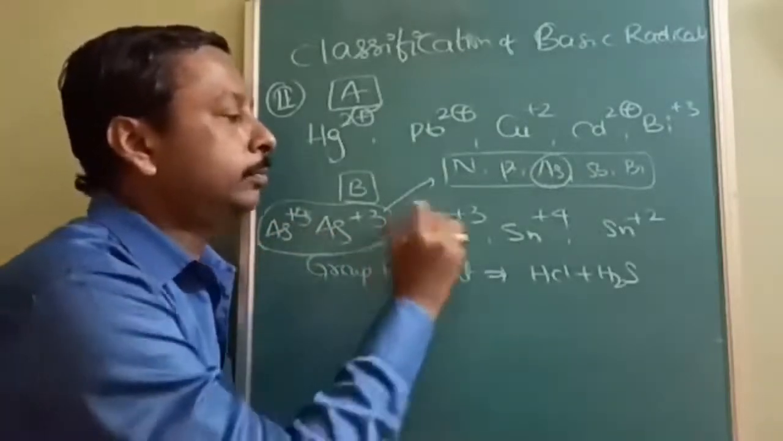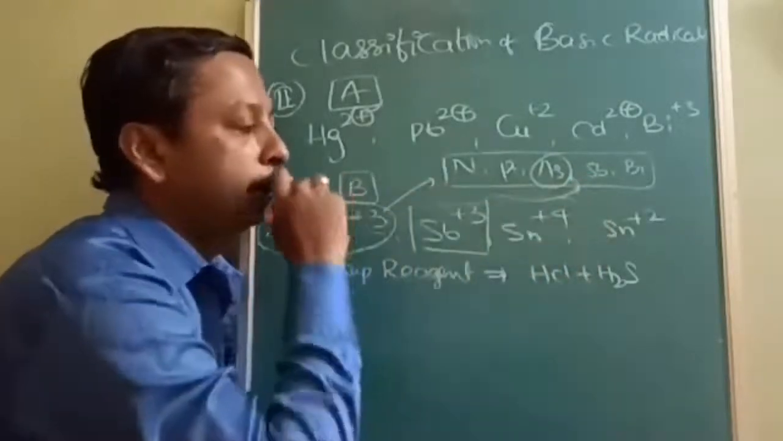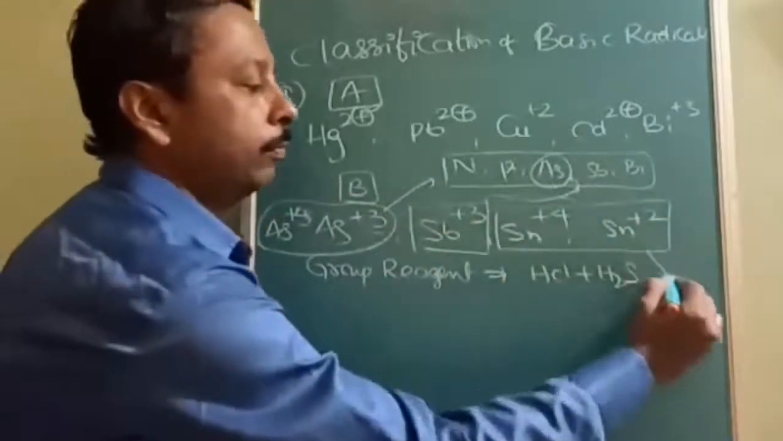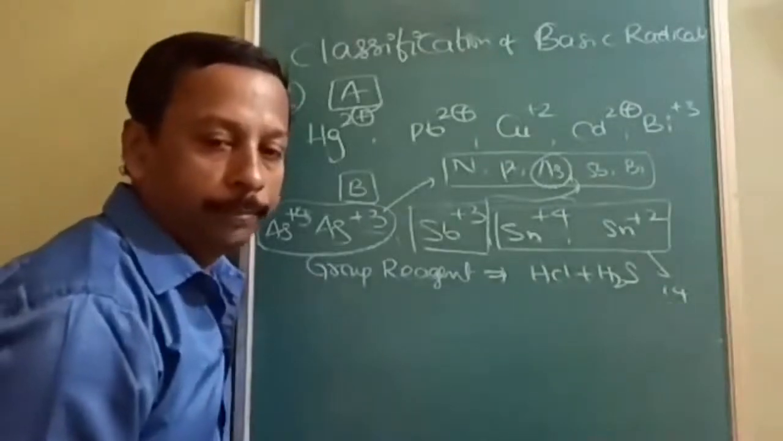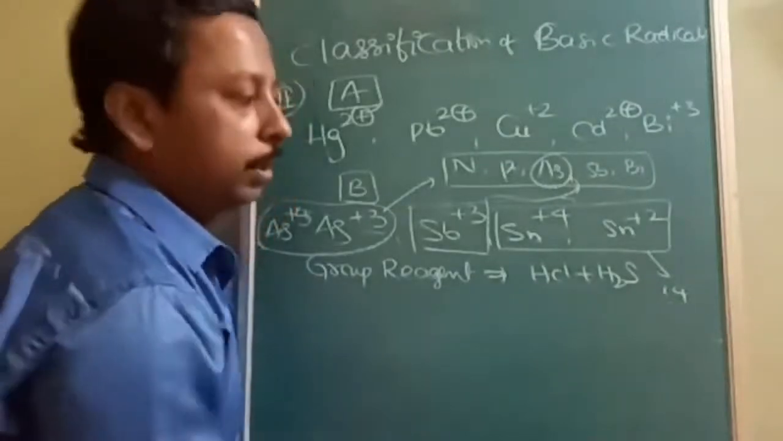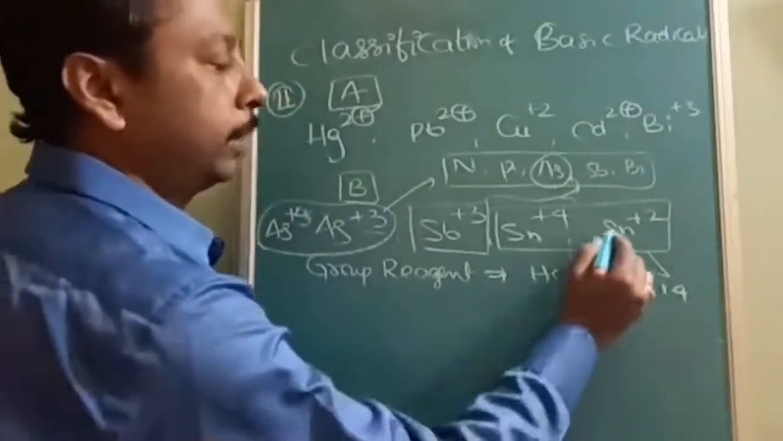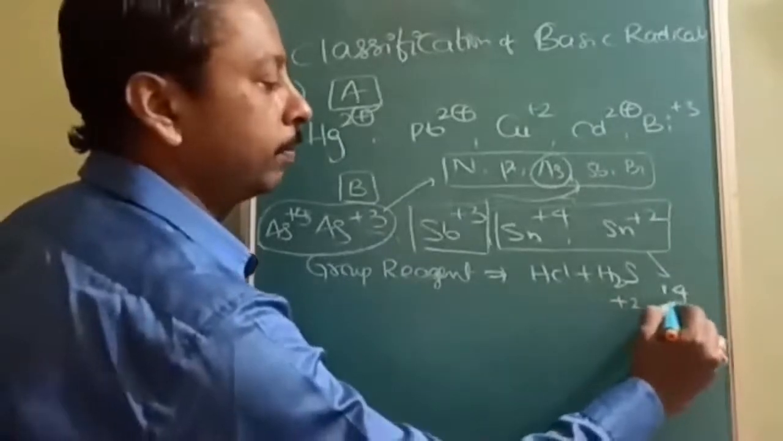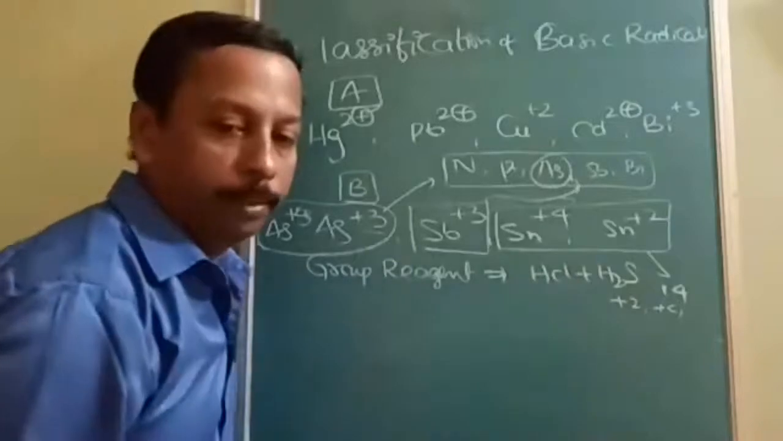Whereas tin is only one. Sn belongs to the 14th group of the periodic table, so it can exist in +2 and +4. The configuration will be ns2 np2.